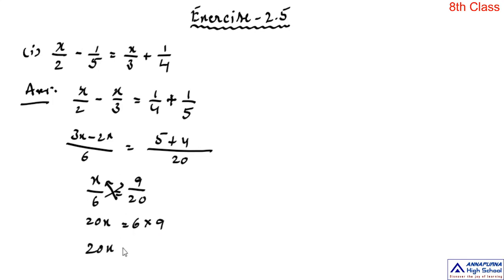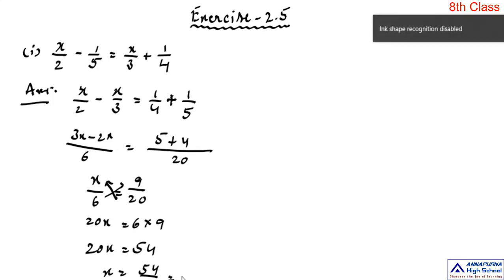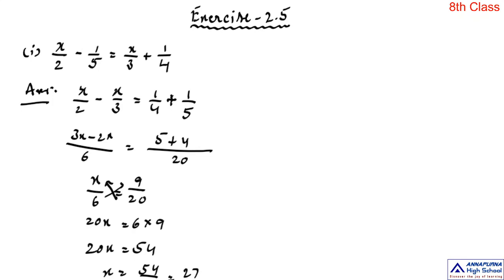Okay, so 20x is equal to 54. So x is equal to 54 by 20. That is equal to 27 by 10. So 54 by 20, simplest form is 27 by 10. So this is the solution of this first equation.